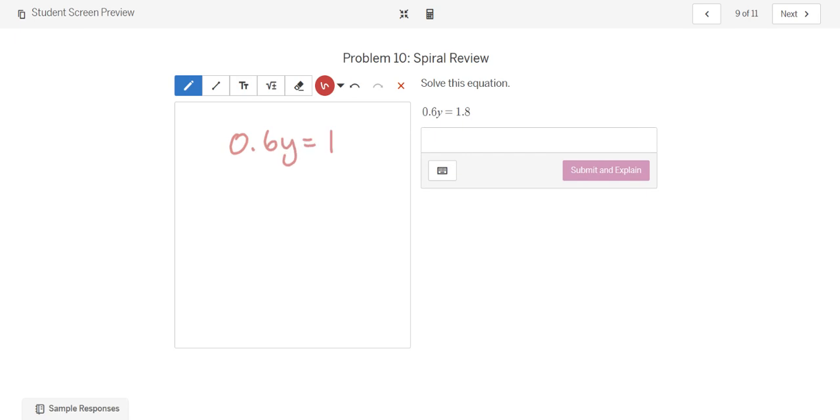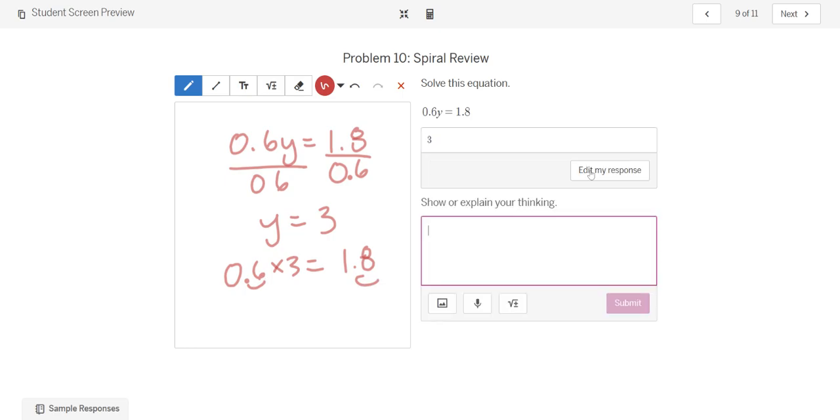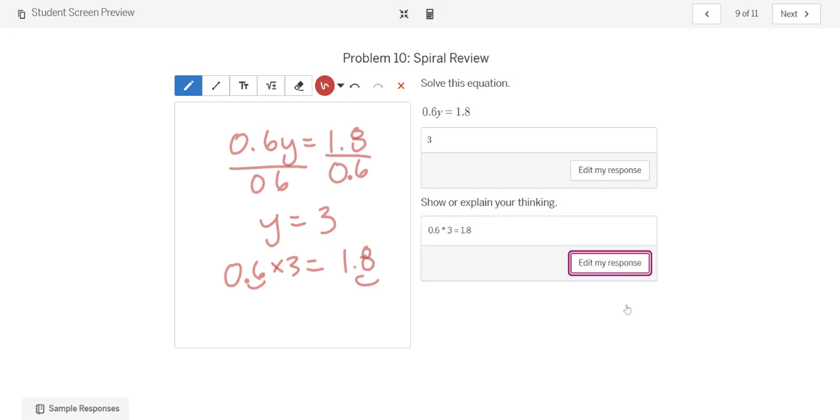0.6 times y equals 1.8. I'm going to divide by 0.6 to get the y all by itself. And then when I divide by 0.6, I get 18 over 6, which is just 3. To check that, I would go 0.6 times 3 equals 1.8. 1 decimal place and 1 decimal place. 3. Oh, come on. 0.6 times 3 equals 1.8. Submit.